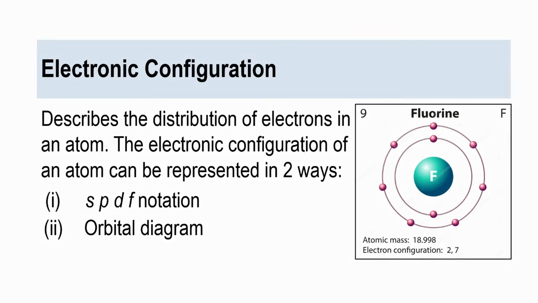Electronic configuration describes the distribution of electrons in an atom. Previously, you know that fluorine has the electronic configuration of 2.7. We will learn another two ways of writing electronic configuration, known as SPDF notation and orbital diagram.